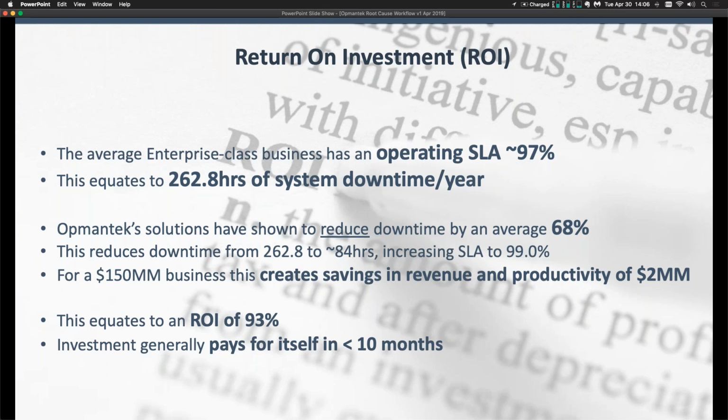And so if we consider implementing Opmantek's network monitoring solution at an average enterprise class business, it's been our experience over the past 5 years that we've been collecting data on our customers and the types of performance improvements that they see, that most enterprise class businesses we encounter on a weekly basis are generally operating at an SLA of about 97% uptime. And what that means is that at any given point in the year, if you look back over the last 12 months, they would have experienced about 262, almost 263 hours of system downtime per year.